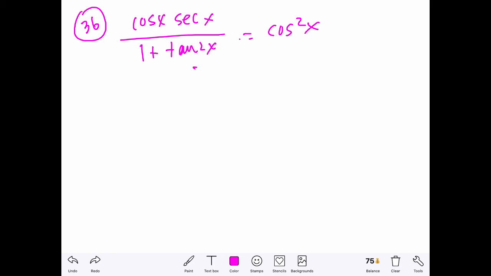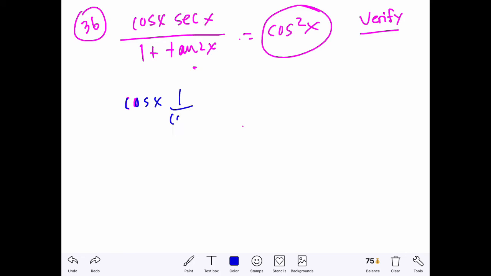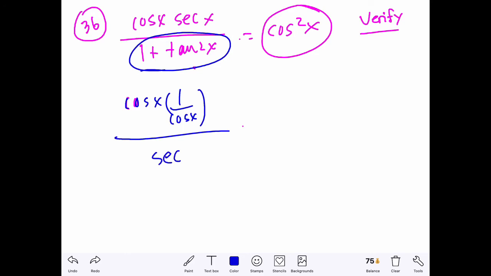And remember, if these say verify, whereas the last one we just simplified, verify, we want to make it look like this other side in as few steps as possible. Well, let's do that. Well, I know cosine of x, and I know secant's the same as 1 over cosine of x, over, and I know 1 plus tangent squared x is secant squared x. And I know I want secant because I'm trying to get it into the form of cosine here.